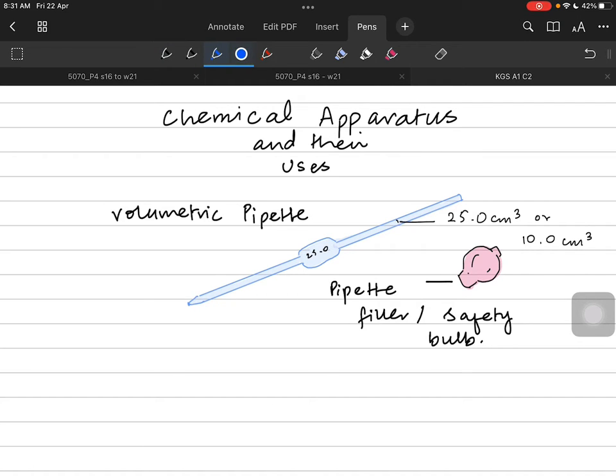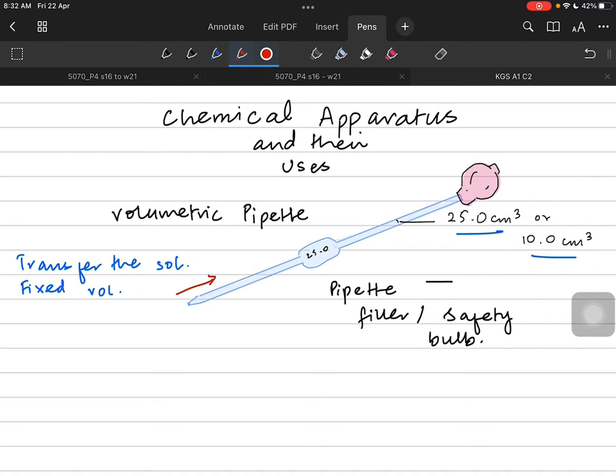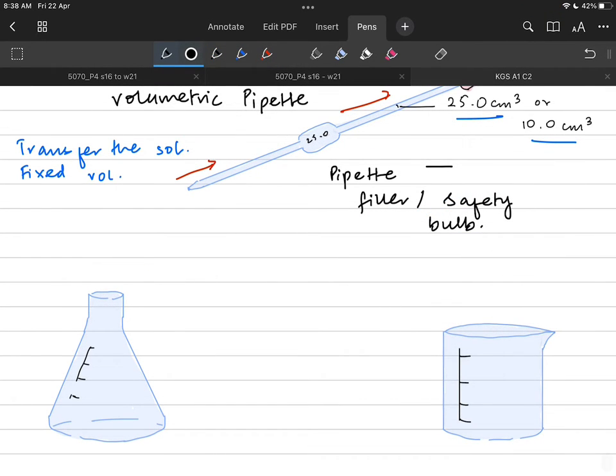So the ring tells us up to what exact value we should be filling it. For example, if the pipette is for 25.0 centimeter cube or 10.0 centimeter cube, this is the very specific volume that the pipette measures. You can't measure up to your own wish. So it transfers the solution from one container to the other, but a very fixed volume, like 25.0 or 10.0. There are multiple kinds of pipettes, each with a specific value. You fit the safety bulb, it creates a suction, and then the liquid is drawn into the pipette up to the ring where you should measure it, and when you measure it, you transfer it later.